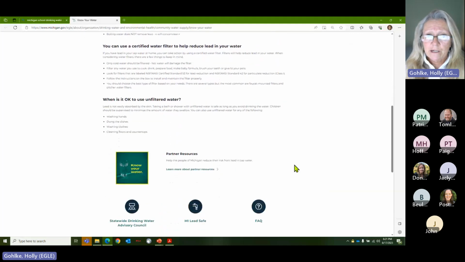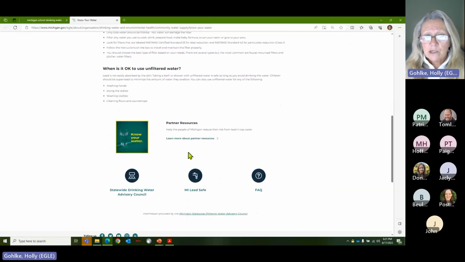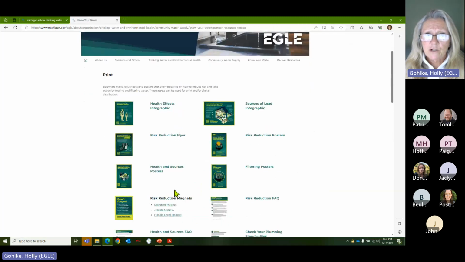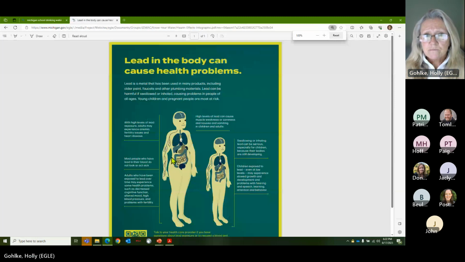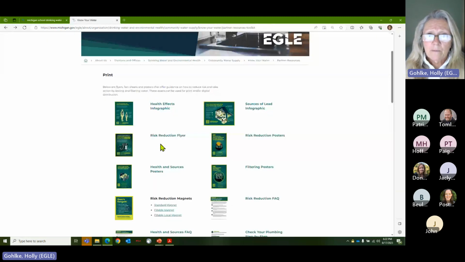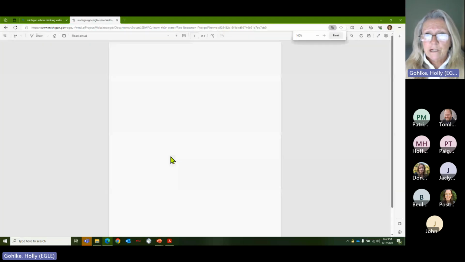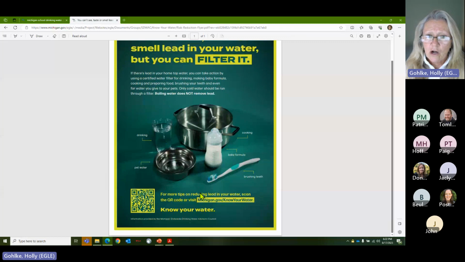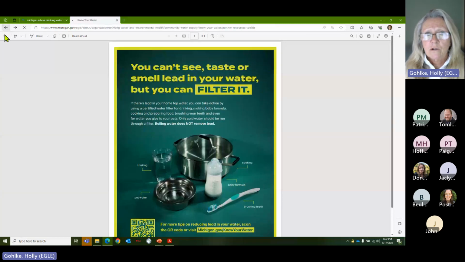And I was trying to find, okay, here we are. So I'm going to show you some of the materials that were developed that you could use as handouts. There's a health infographic that talks about lead and the health problems that it can be associated with. There's different risk reduction flyers. You can't see, taste, or smell lead in your water, but you can filter it. And you can print these off and hand them out.